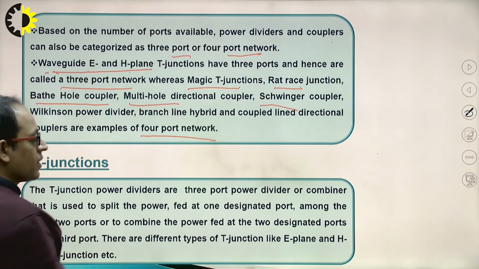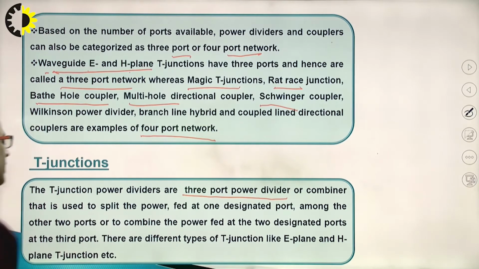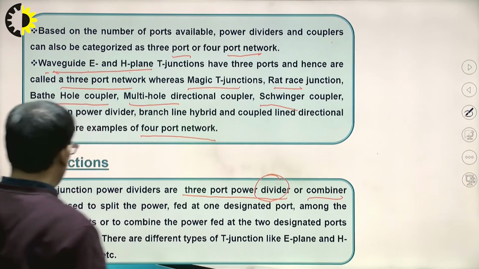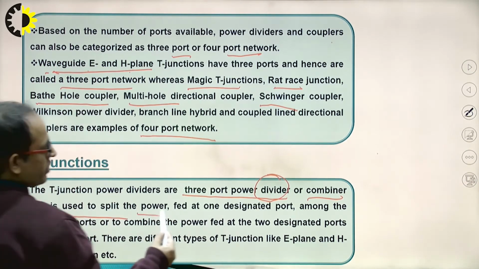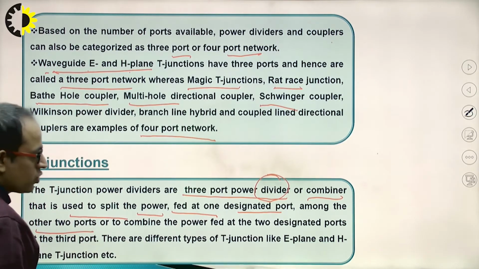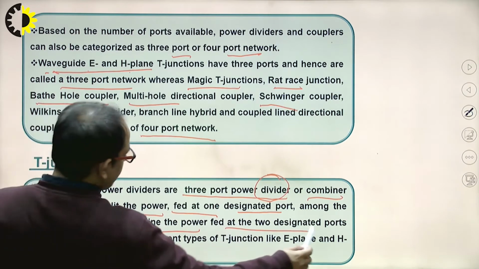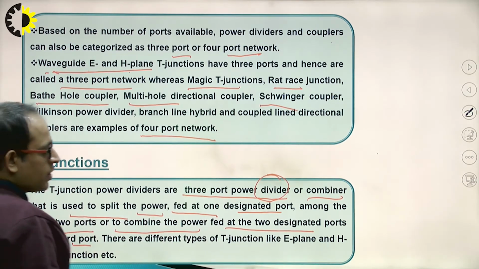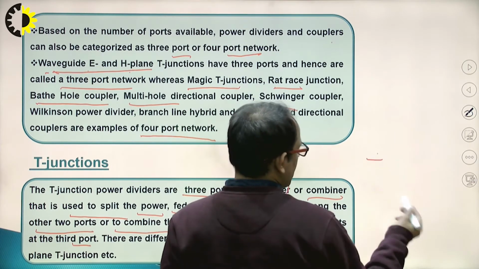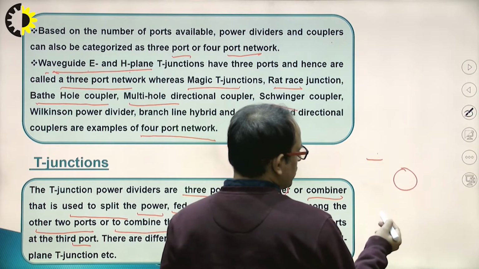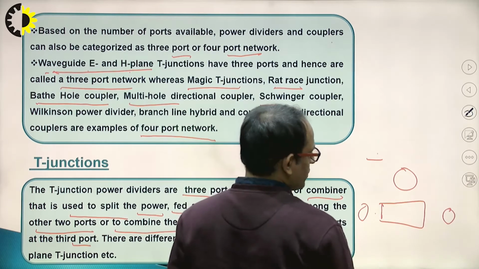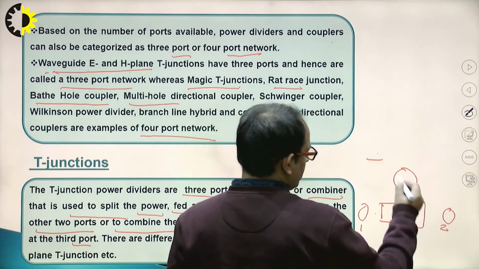Now, T junction power dividers are 3-port power dividers or combiners. This means there can be a division of power and a combination of power. It is used to split the power fed at one designated port among the other 2 ports, or to combine the power at the 2 ports into the 3rd port. Clear? Now let's say a T junction has 3 ports: this is the first port, this one is the device, this is the 2nd port and this one is the 3rd port.